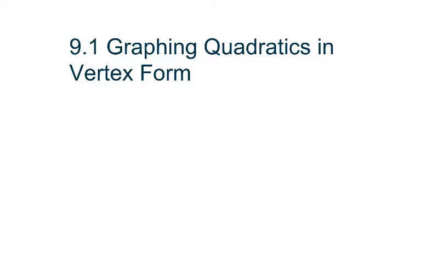The other advantage to vertex form is that it allows you to look at a transformation of your quadratic graph. What I mean by that is when you look at vertex form, it will allow you to see, compared to the original graph, which would just be y equals x squared, is your graph going to slide up, slide down, slide left, slide right, open up, open down, all sorts of things.